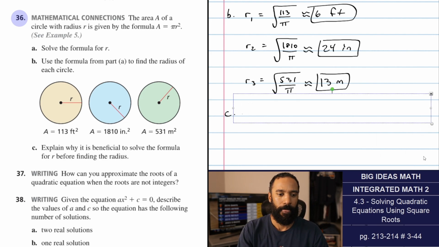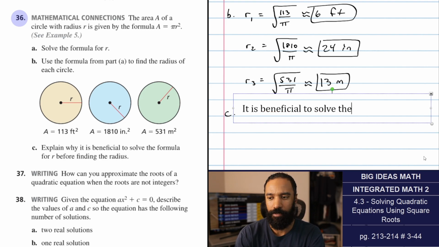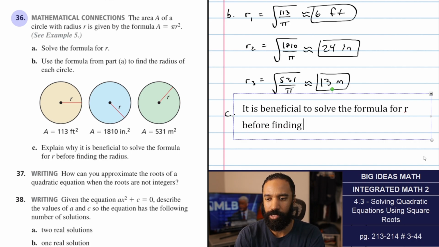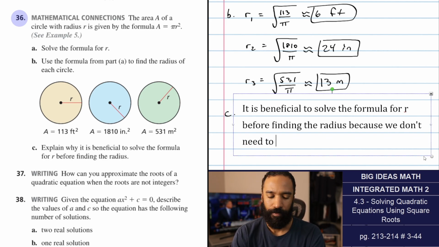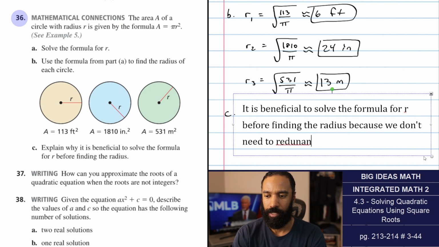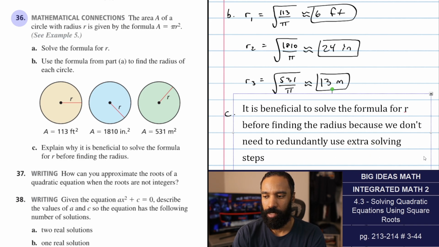It is beneficial to solve the formula for R before finding the radius, because we don't need to redundantly use extra solving steps before calculating each and every time.